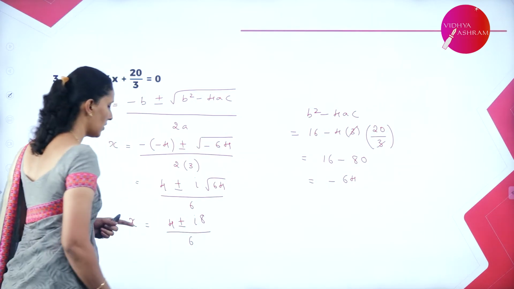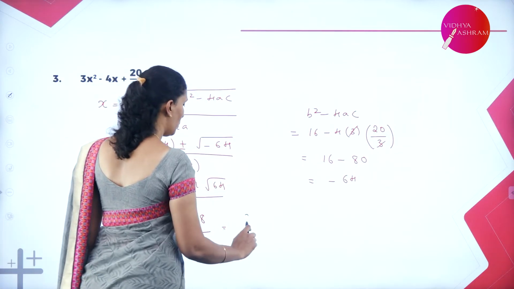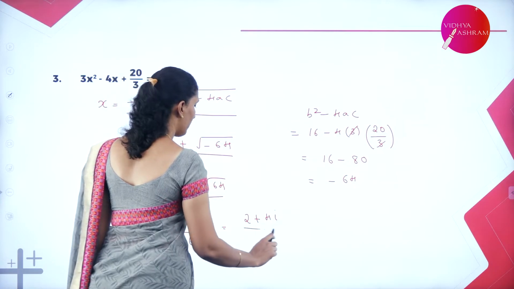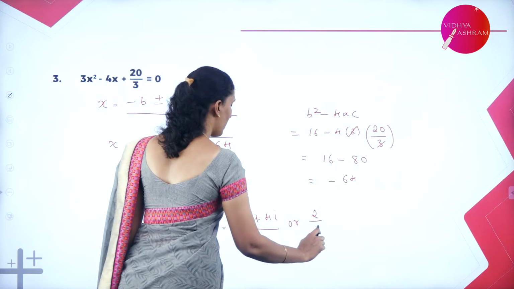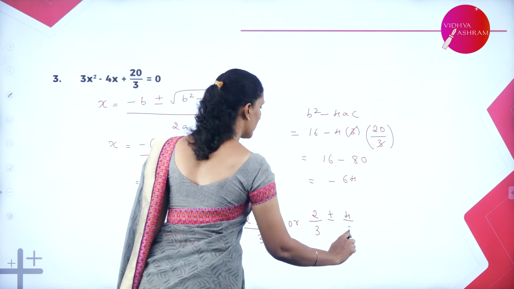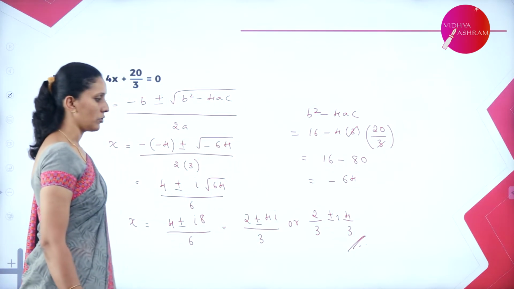So on solving this, we will get 2 plus or minus 4i divided by 3, or I can write this as 2 by 3 plus or minus 4 by 3 i. So this is the solution.